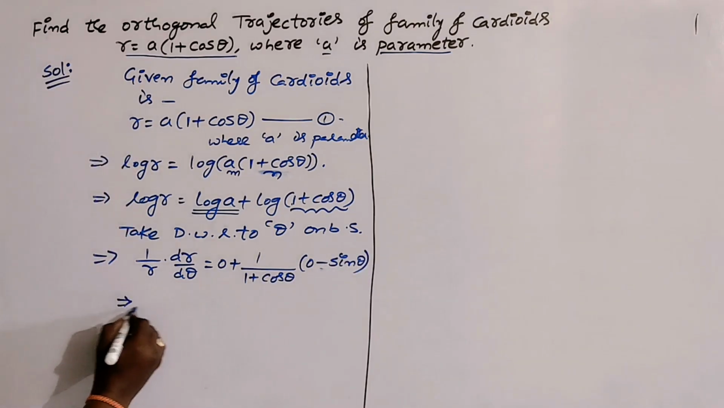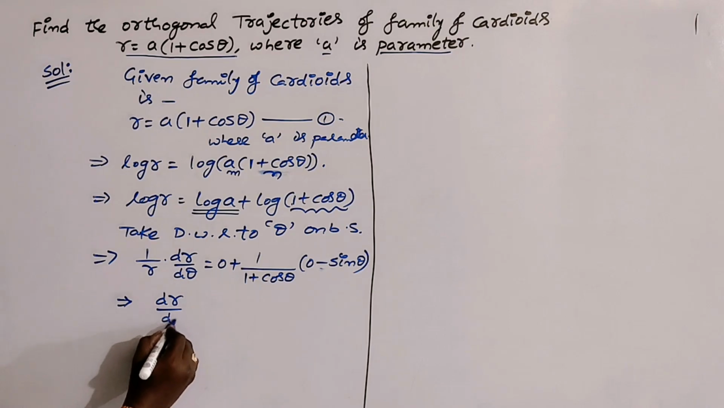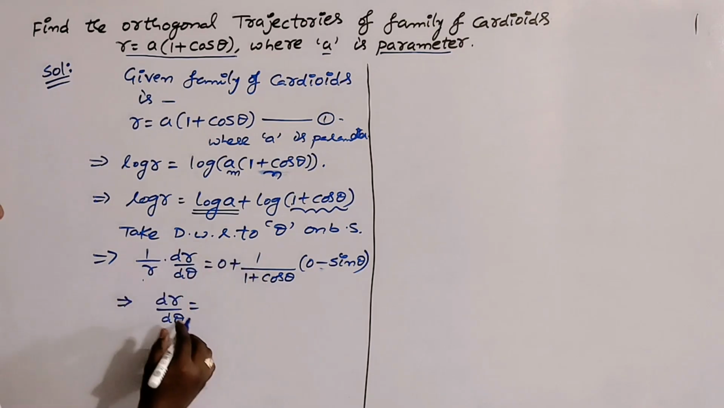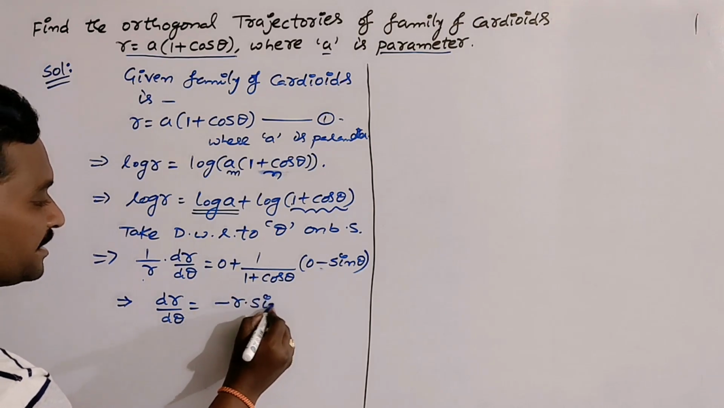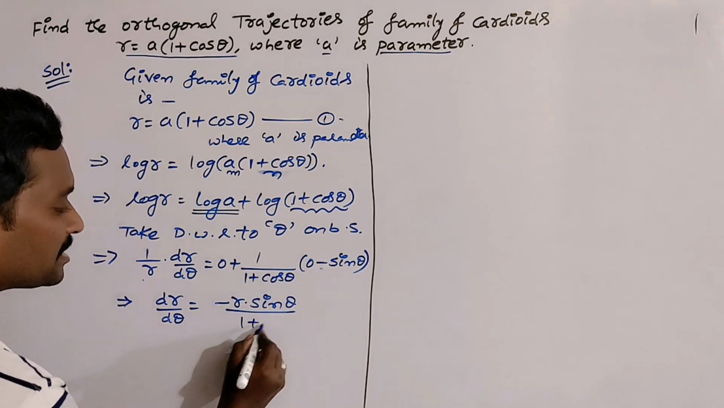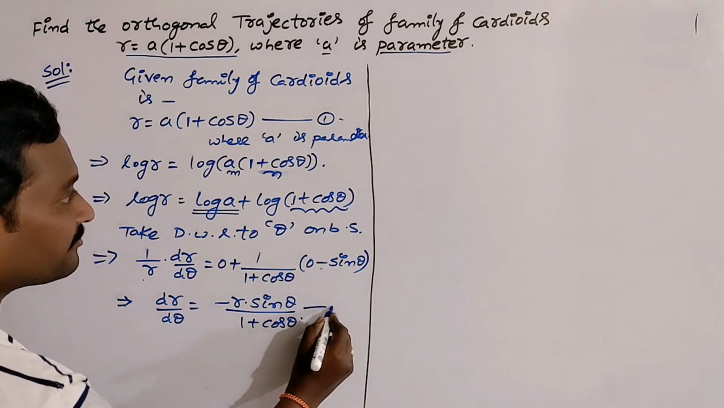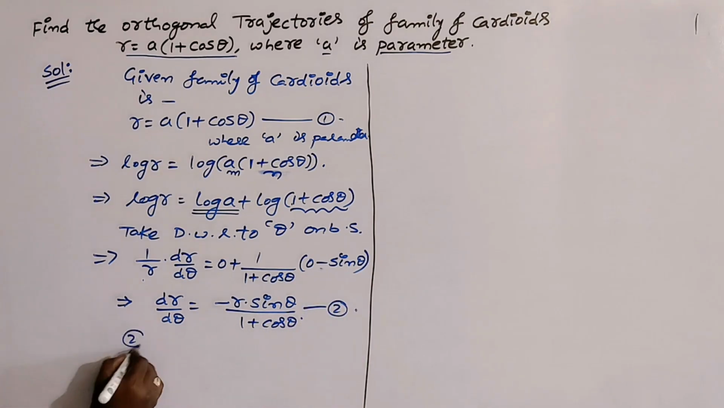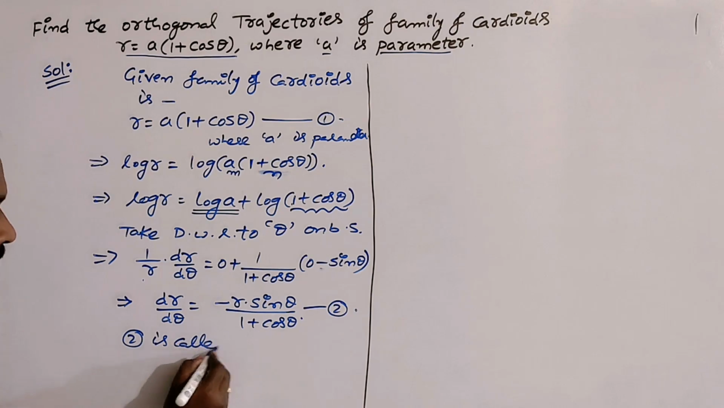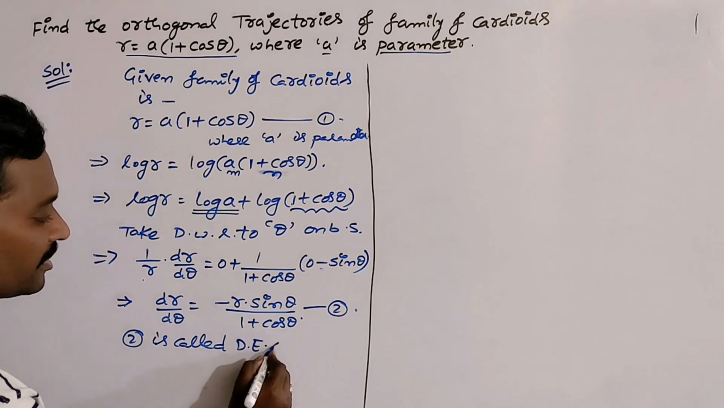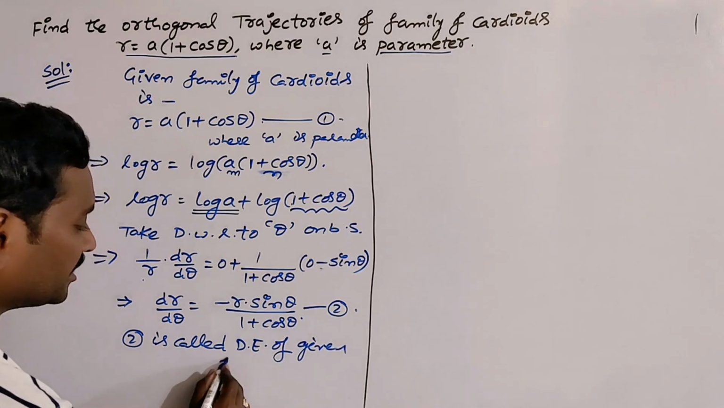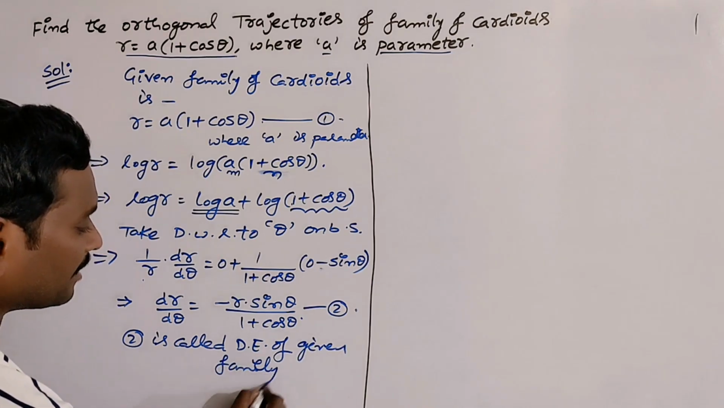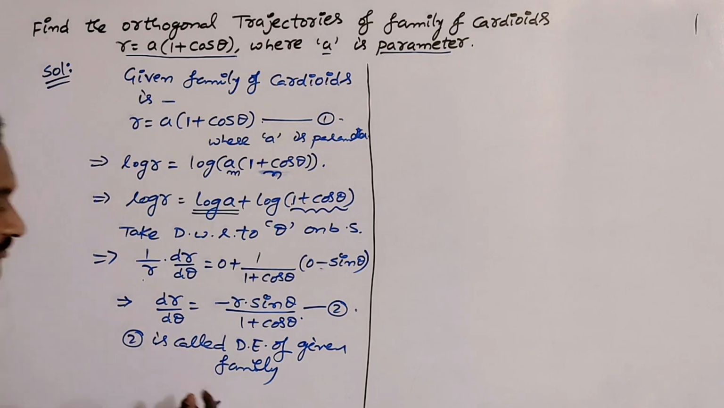So from this, what is dr by d theta? Take this denominator to the right side numerator. You will get plus into minus r into sin theta by 1 plus cos theta. Take it as equation 2. Here 2 is called the differential equation of the given family 1. In this way, by eliminating the parameter a, we can generate the differential equation of the given family.